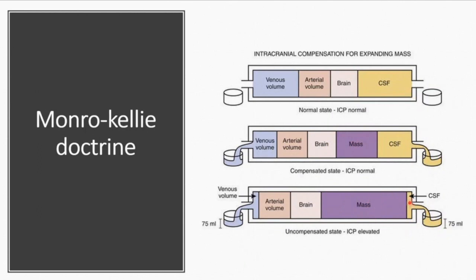Okay, there is no more reserve. There is no more reserve to drain CSF. There is no more reserve to drain more venous blood. And this will result in an increase in the intracranial pressure. If it goes uncontrolled or the mass is not removed, then the brain tissue will also start herniating and going through the foramens of the skull. And we will talk about the herniation symptoms later.